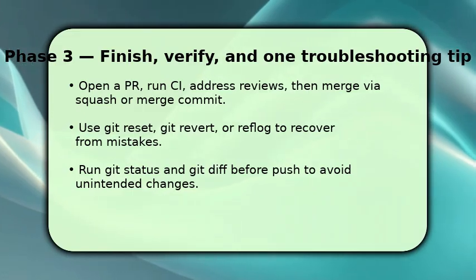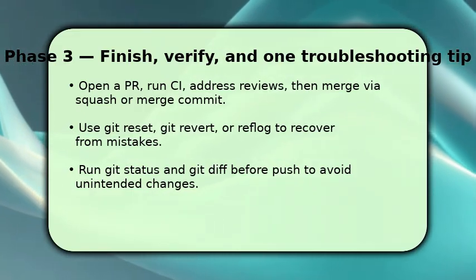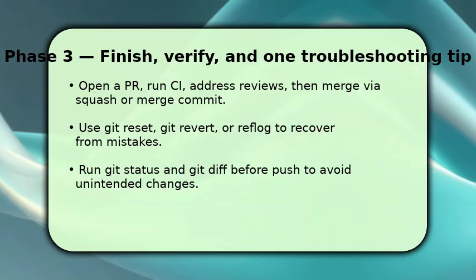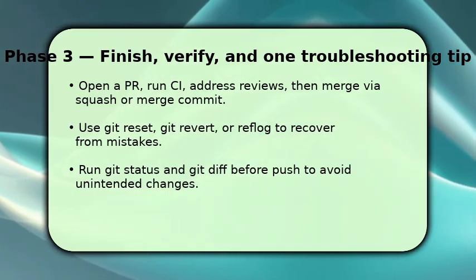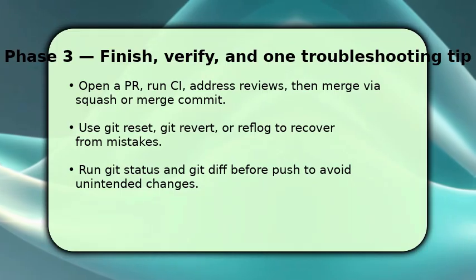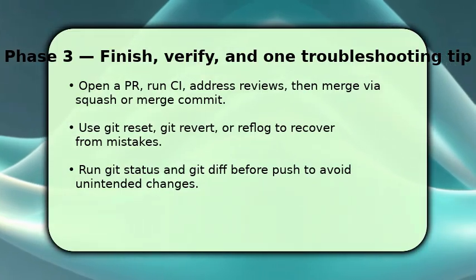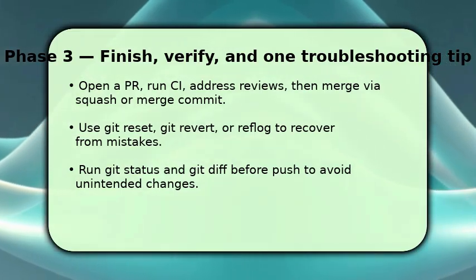If things go wrong, use git revert for published commits or git reflog plus git reset to recover lost work, but make sure to communicate any rewritten history. One tip: before pushing, always run git status and git diff to catch surprises.